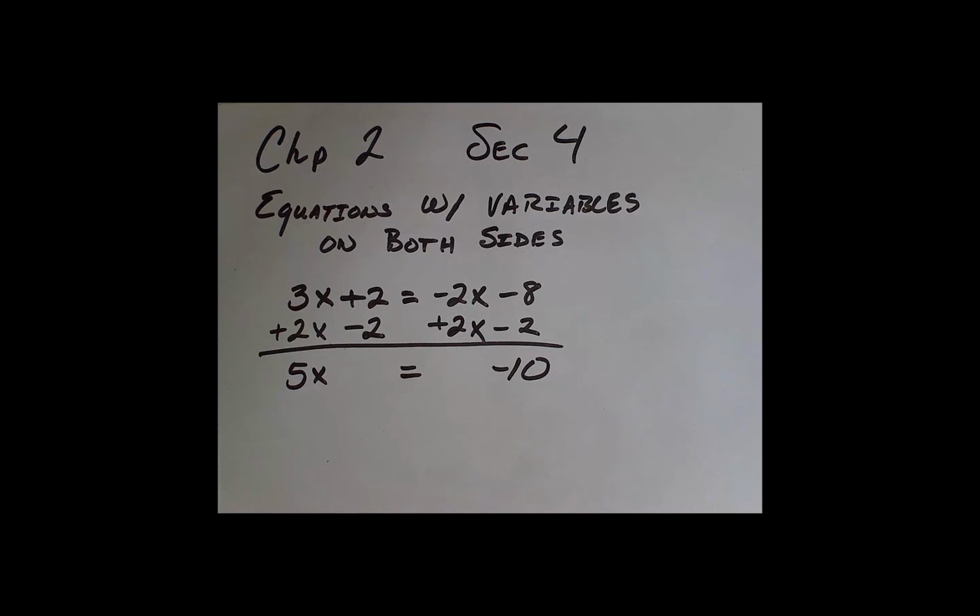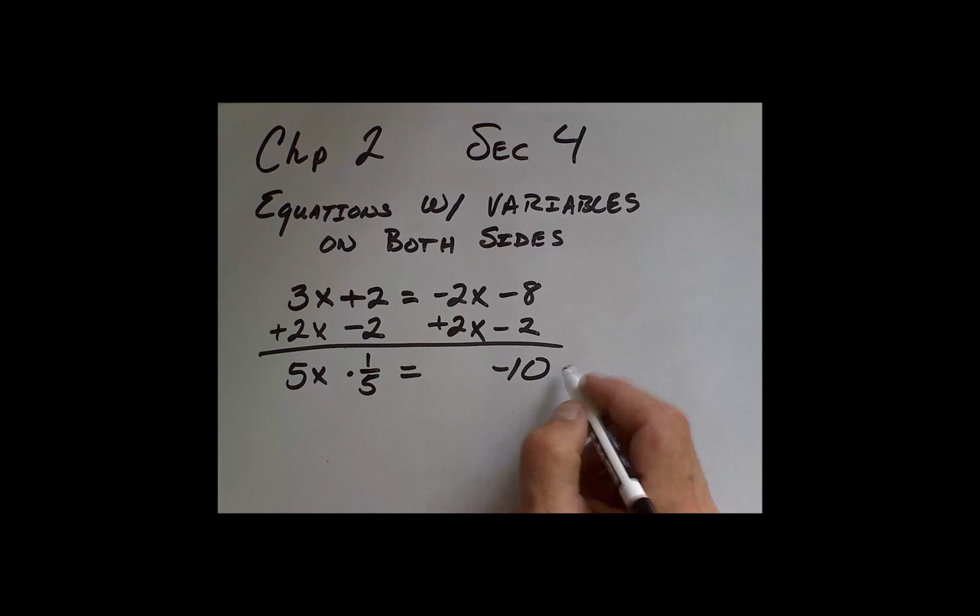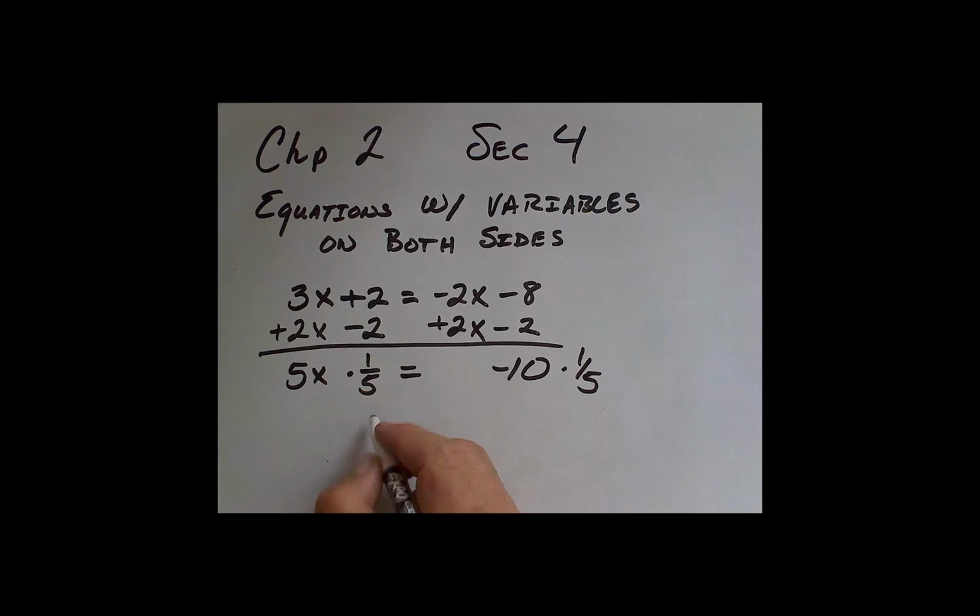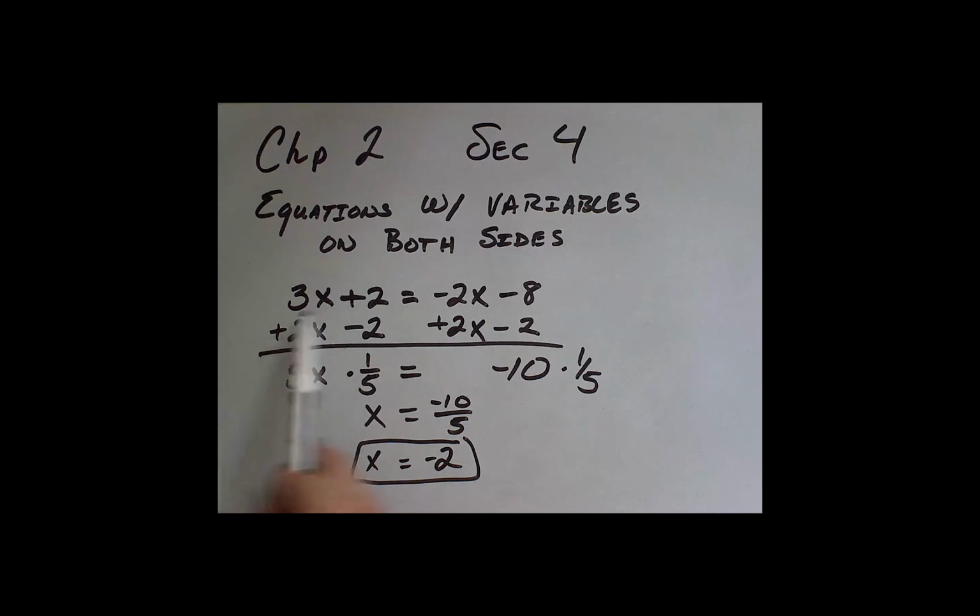Now we can do our multiplicative inverse. We have a 5 over here. Our multiplicative inverse is 1/5. Whatever we do on one side, we do on the other. The 5s are going to cancel each other out, so we're just left with x, and we're left with negative 10 over 5. And from here, we can reduce this down to, remember, negative 10 divided by 5 is negative 2. x equals negative 2 is our answer to this kind of complex equation up here with two different variables. Let's see if we can do this again.